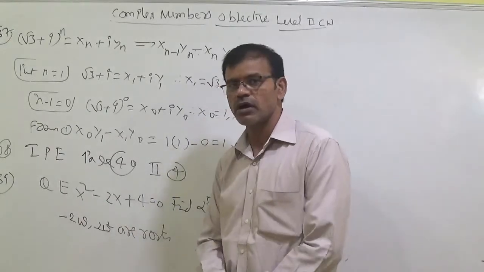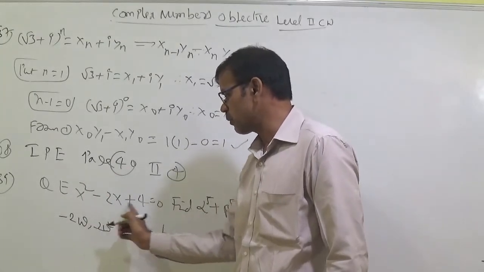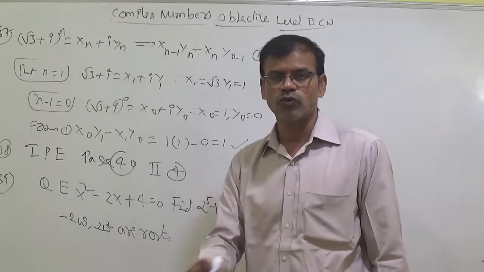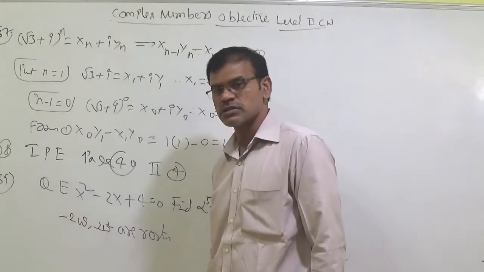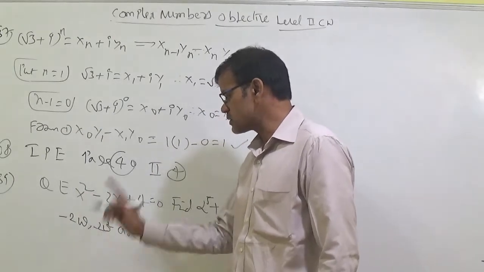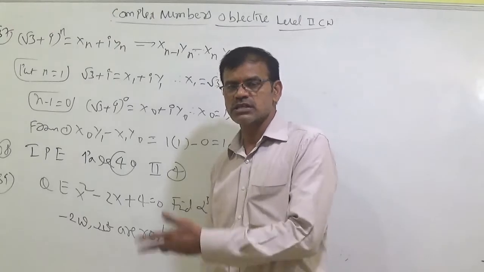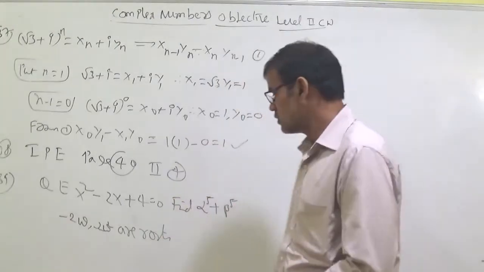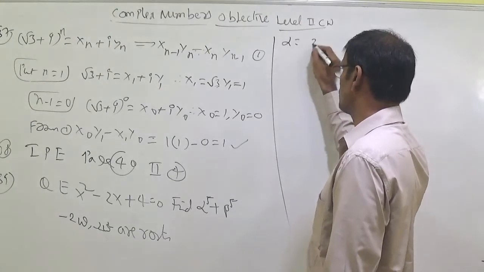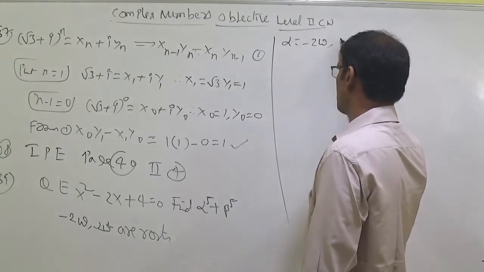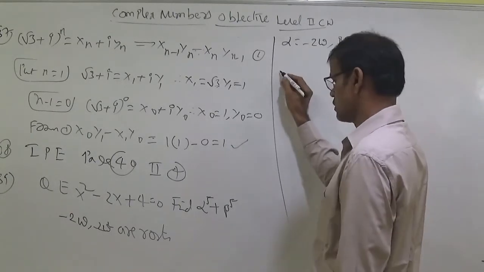Substitute here minus 2 omega: it becomes 4 omega square plus 4 omega plus 4. Taking common 4, it becomes 1 plus omega plus omega square equal to 0. And for minus 2 omega square, substitute here: 4 omega power 4 plus 4 omega square plus 4. Taking common 4, in the same way 1 plus omega plus omega square. So alpha is equal to minus 2 omega, confirm. Beta is equal to minus 2 omega square, confirm.